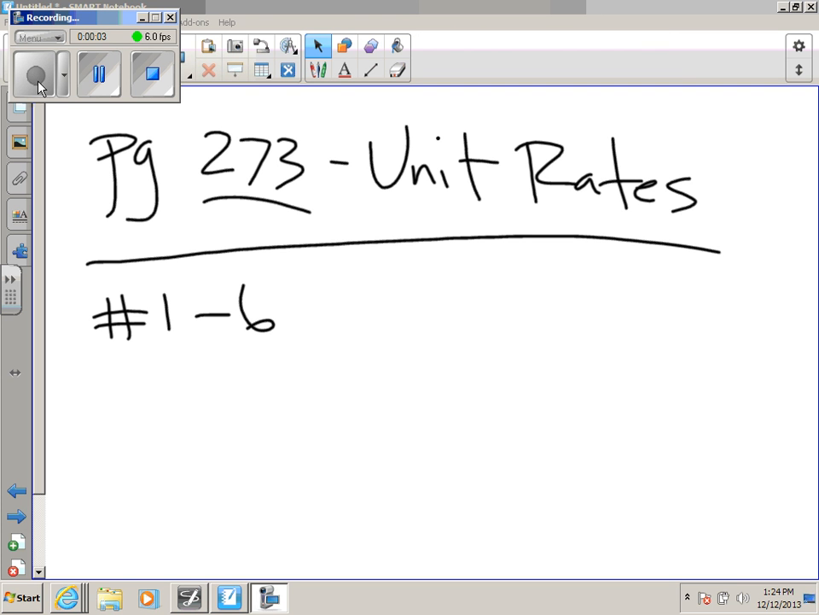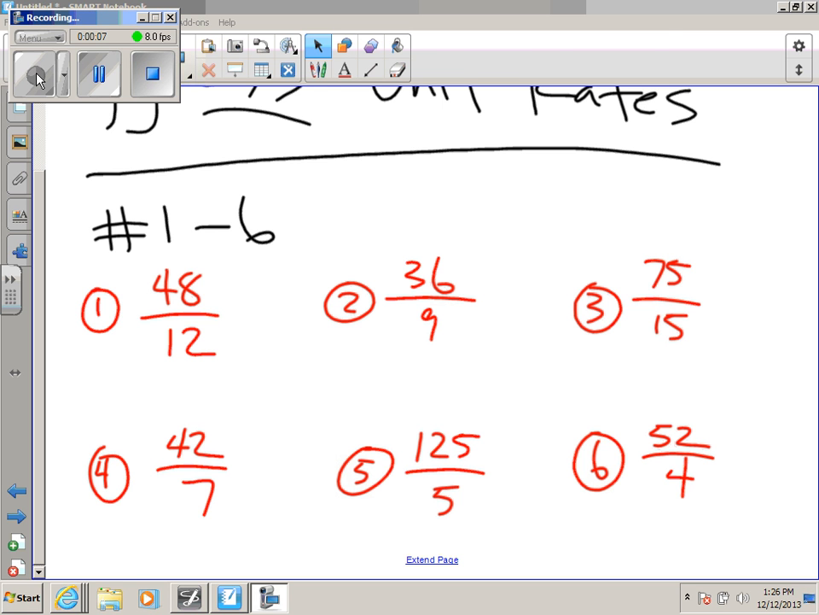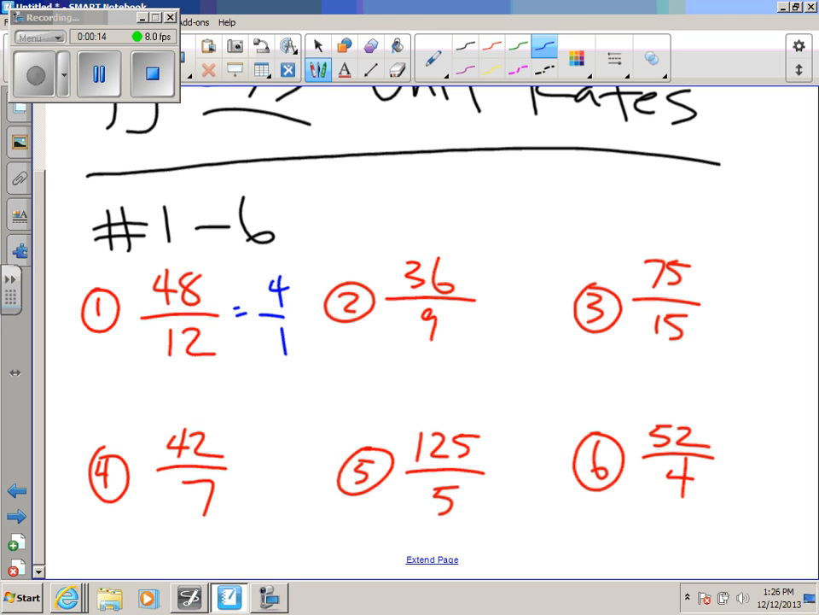Write each ratio in simplest form. 48 to 12 becomes, Josiah? 4 to 1. 36 over 9, Willie? 75 to 15 becomes what? Brandon? 5 to 1. 42 over 7 becomes, Willie? 6 to 1. 125 over 5 becomes what?